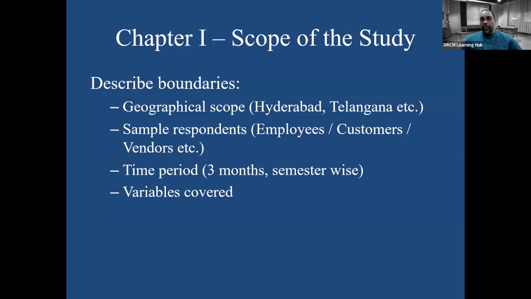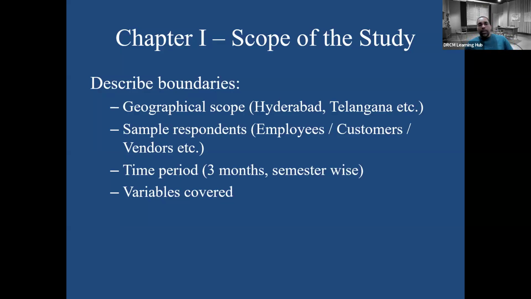Second is variables covered, that is also scope. I am studying bank services. In bank services, I am not studying the entire services, only ATM services and online banking services. Other services I am not studying. These two come under the category of scope of the study. Then I can write variables covered under my study: only online services and ATM services are studied, not other services.